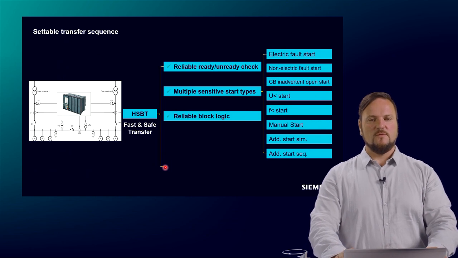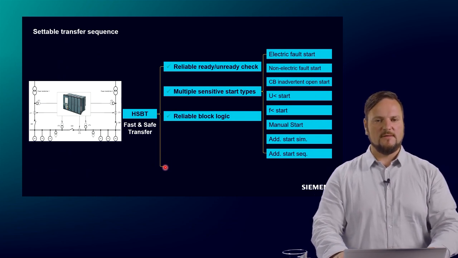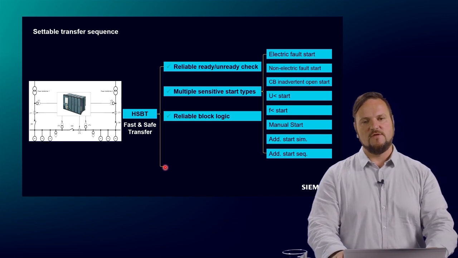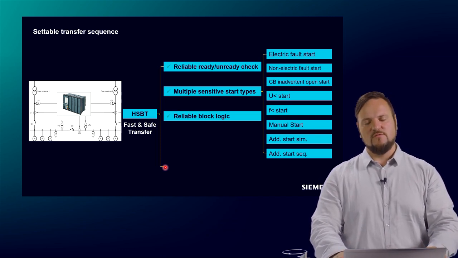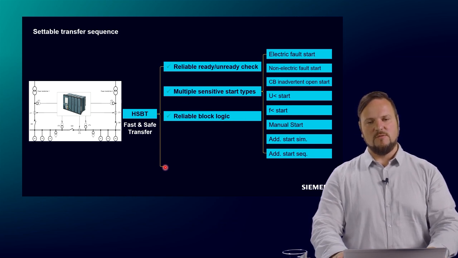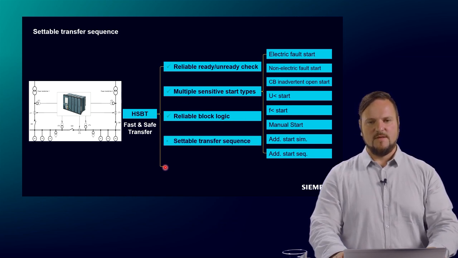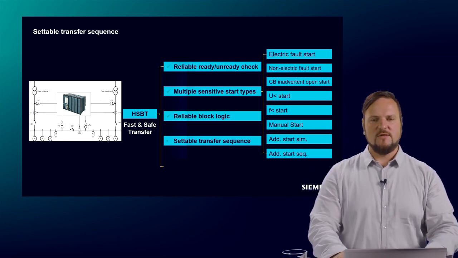So this was one overview about the blocking logic, which is already implemented. That means from your side, there's nothing to add more. If you have some specific applications, you can do that at any time via CFC or via some additional blocking criteria. So then we come to the settable transfer sequences.